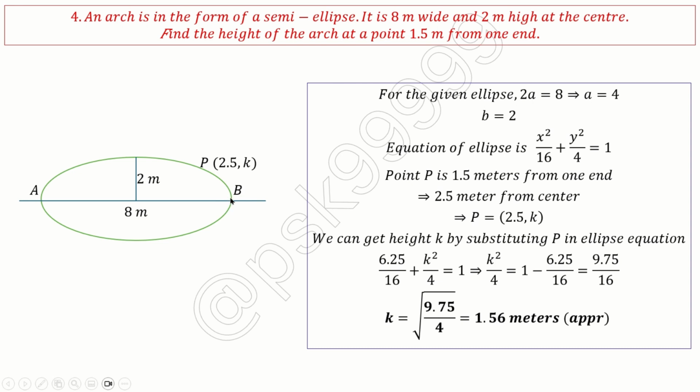Now I need to find a point which is 1.5 meters from one end. Let's take end B, then it is 1.5 meters from here, which means its x coordinate is nothing but 2.5, because the whole distance from origin to B is 4, right? So the point is 2.5 comma k. Now I know my point's x coordinate. To get the y coordinate, I'll substitute it into the ellipse equation, right? That's all I have done here. And I get my k value as around 1.56 meters approximately. Height of the arch at that point is around 1.56 meters.